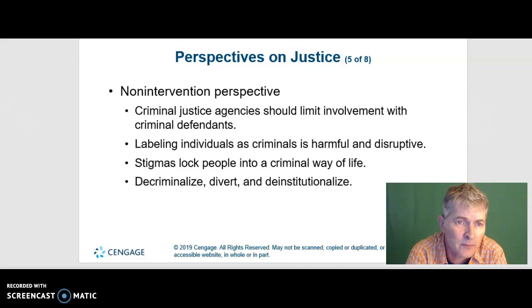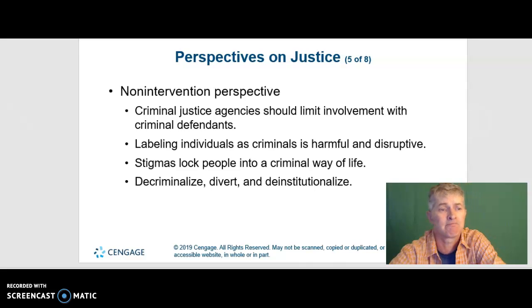Non-intervention: criminal justice agencies should limit their involvement with criminal defendants. Labeling individuals as criminals is harmful and disruptive and really hard to shake. Stigmas lock people into a criminal way of life, and what the system should really be doing is decriminalizing, diverting, and deinstitutionalizing the justice process.